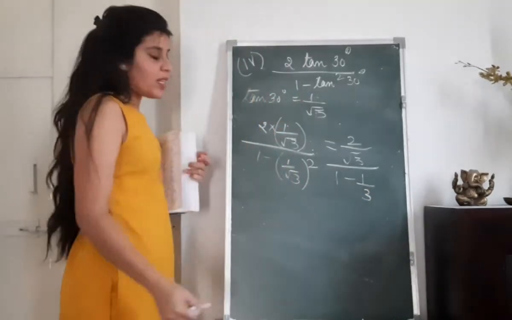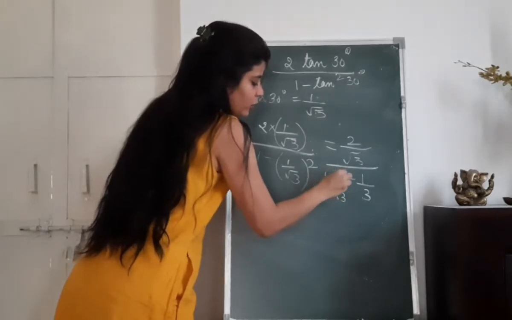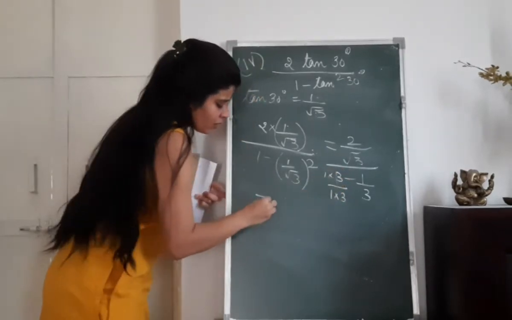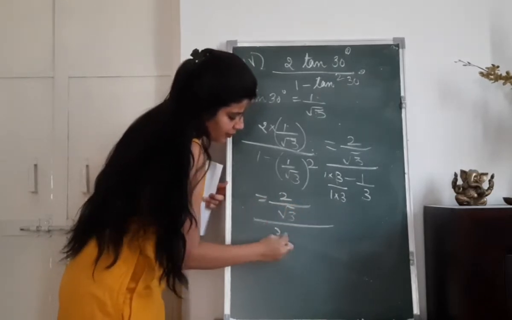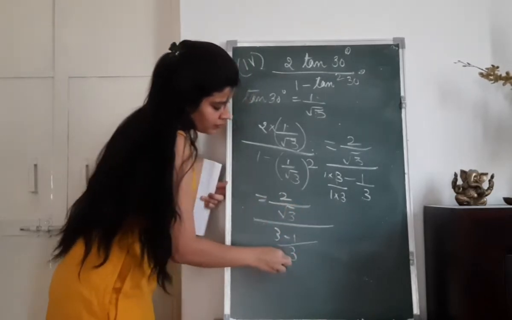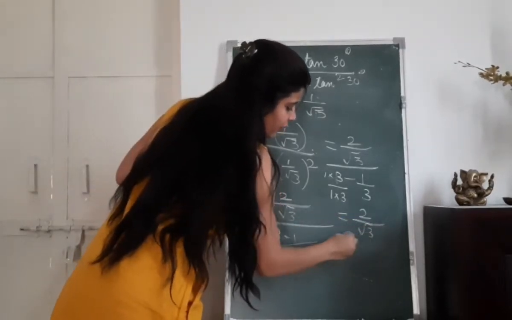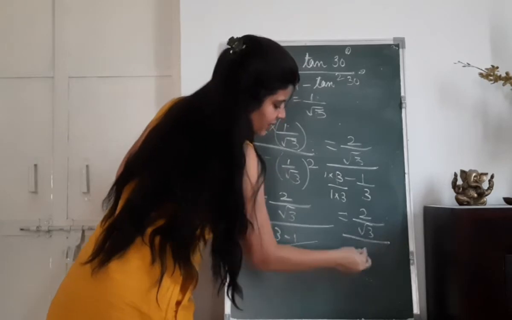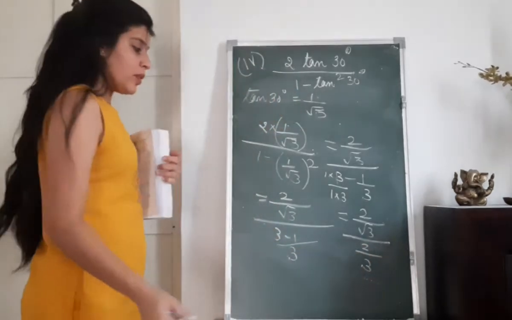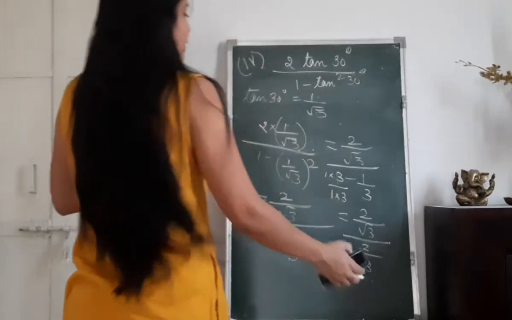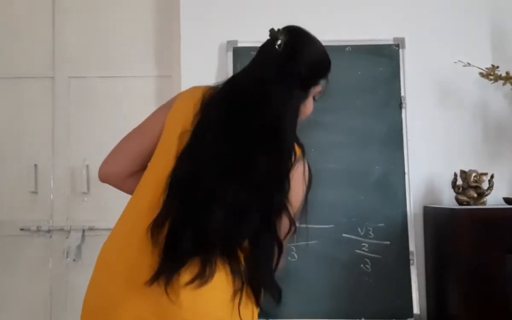1 minus 1 by 3 is equal to, again 1 into 3 here, 1 into 3 here. So this will look like 2 upon root 3 upon 3 minus 1 upon 3. That is equal to 2 upon root 3 upon 3 minus 1, which is 2 by 3, right? 2 upon root 3 upon 2 by 3. Let's solve this.